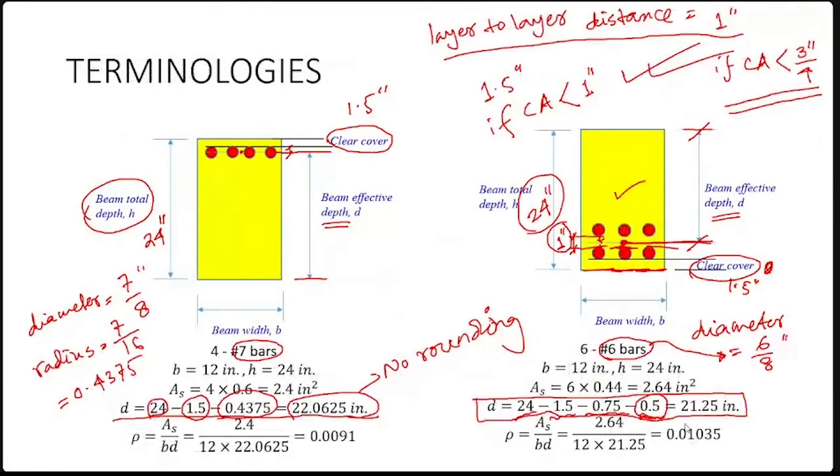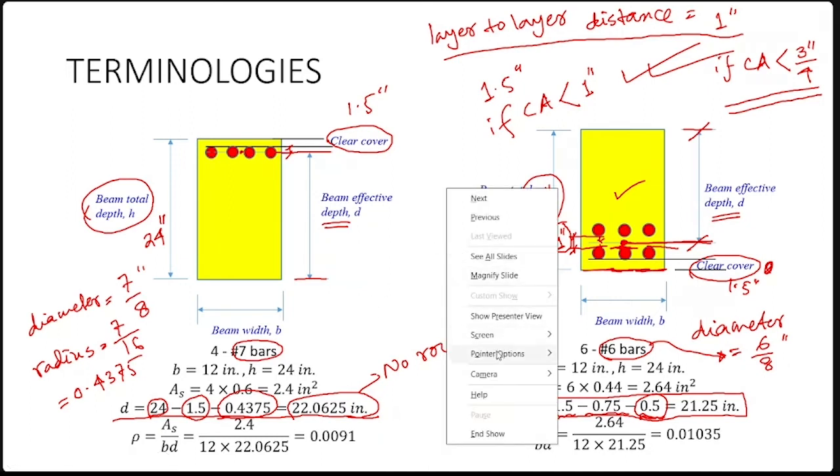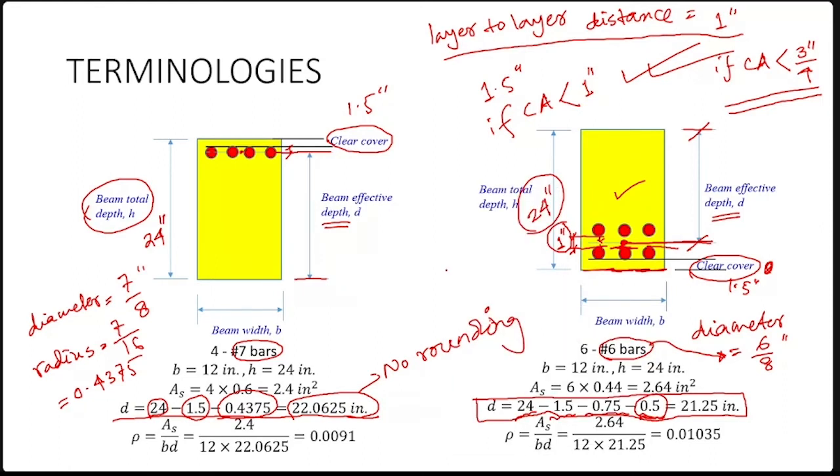It's quite simple because you already know how to calculate AS and how to calculate D. So the rest is just a mathematical thing. In every problem, rho is calculated as AS by BD. We have AS, we have B and D. So it's just the ratio.